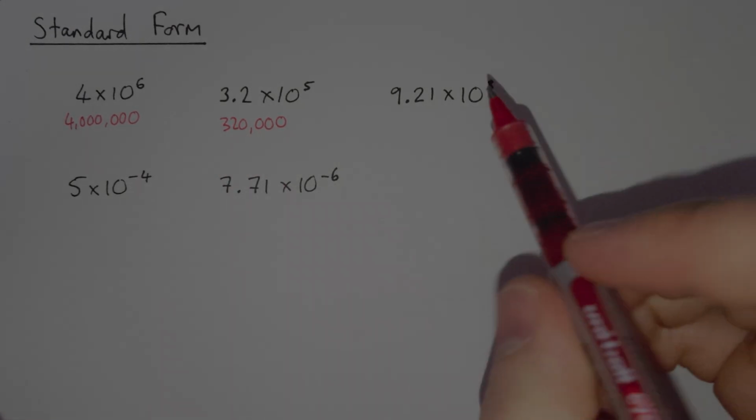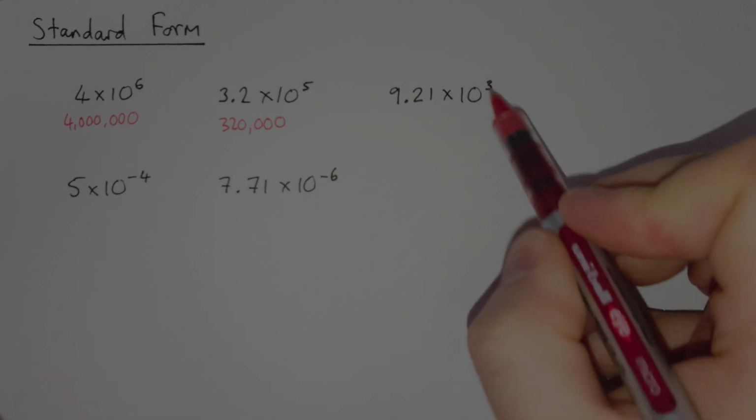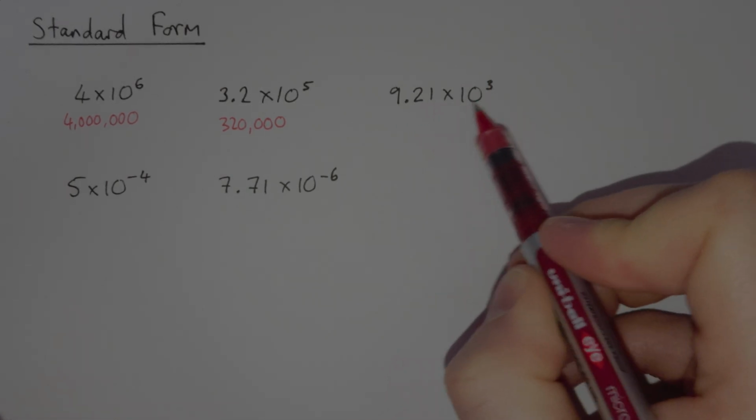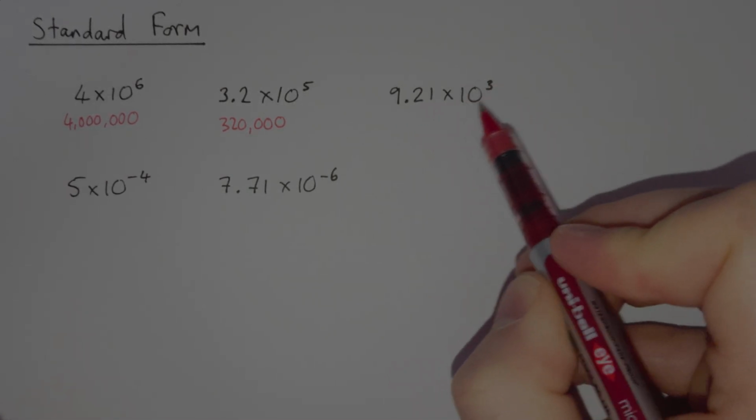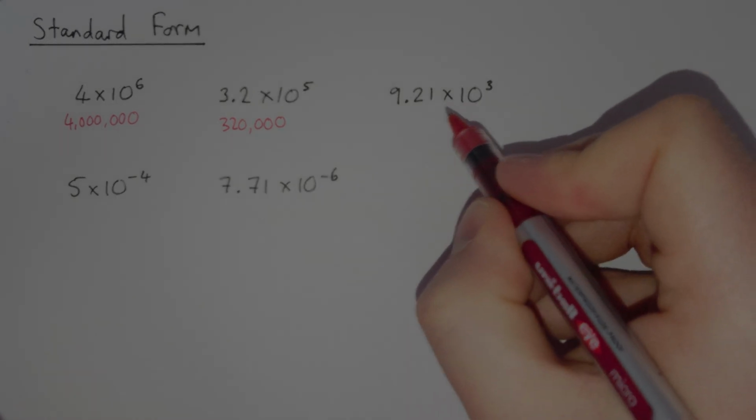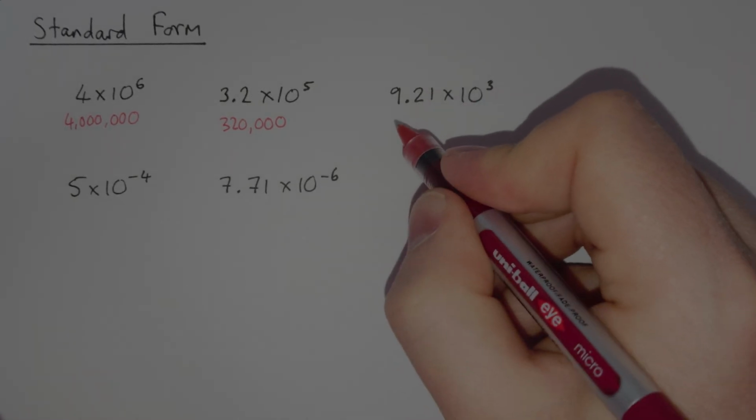I'll do these ones a little bit faster. Move the point 3 places to the right here. This says 9.21 times 10 to the 3. Okay, 10 times 10 times 10 is 1,000. So move the point 3 places to the right. That's going to be 9210.